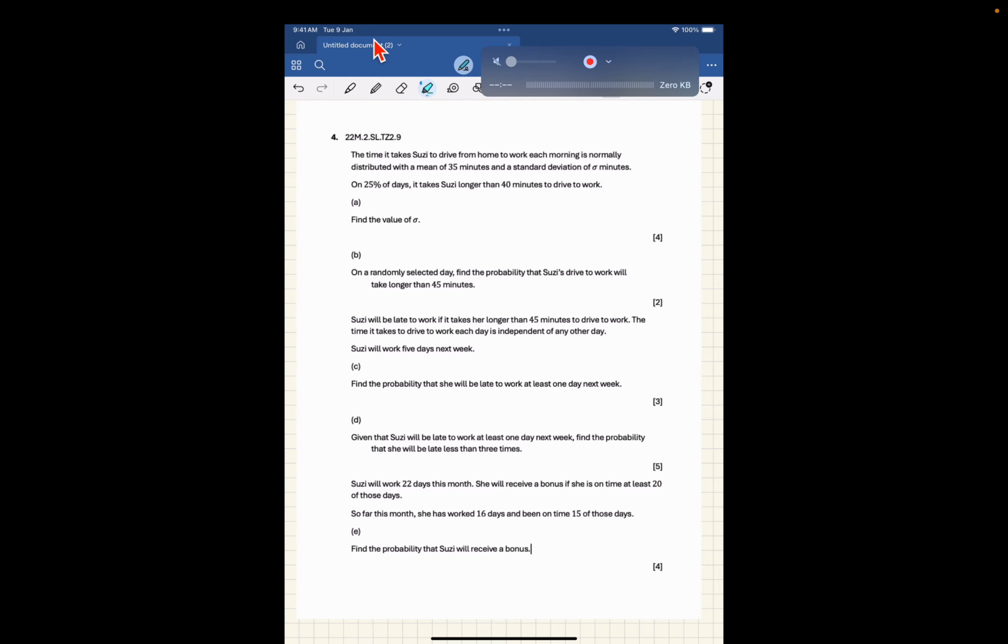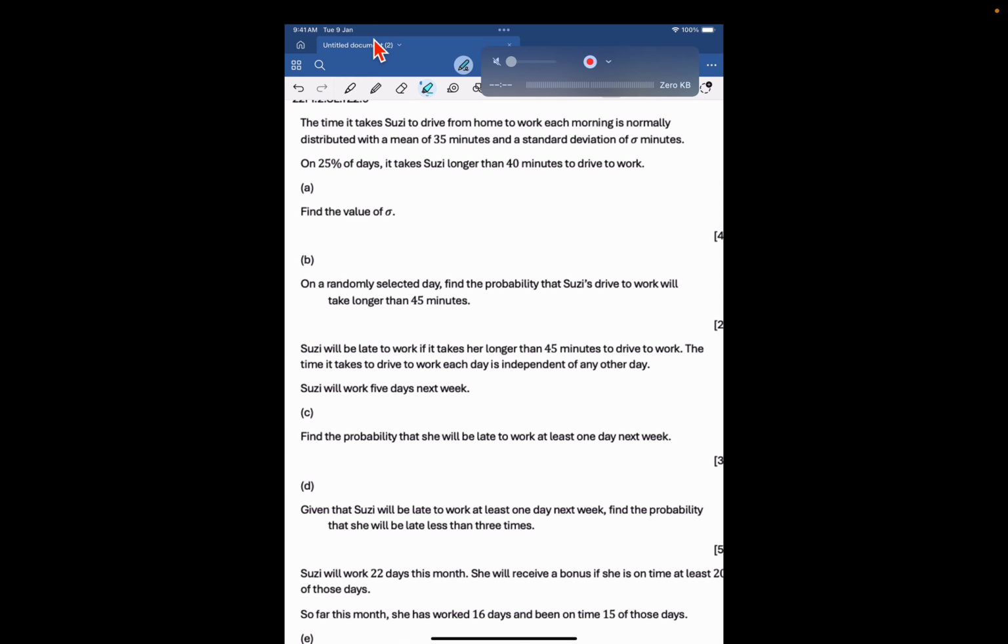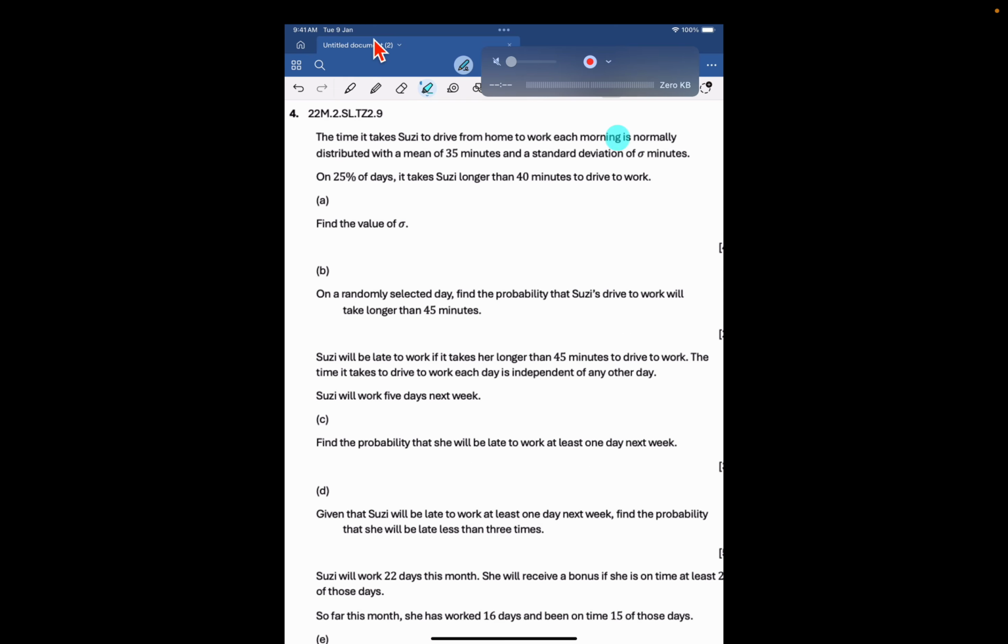The time it takes Susie to drive home from work each morning is normally distributed. Normal distribution. Mean of 35, standard deviation of sigma. Okay, so let's go ahead and let T equal the time to drive home. T can be modelled by a normal distribution with a mean of 35, a standard deviation of sigma. Okay then. So now on 25% of these days, it takes Susie longer than 40 minutes.